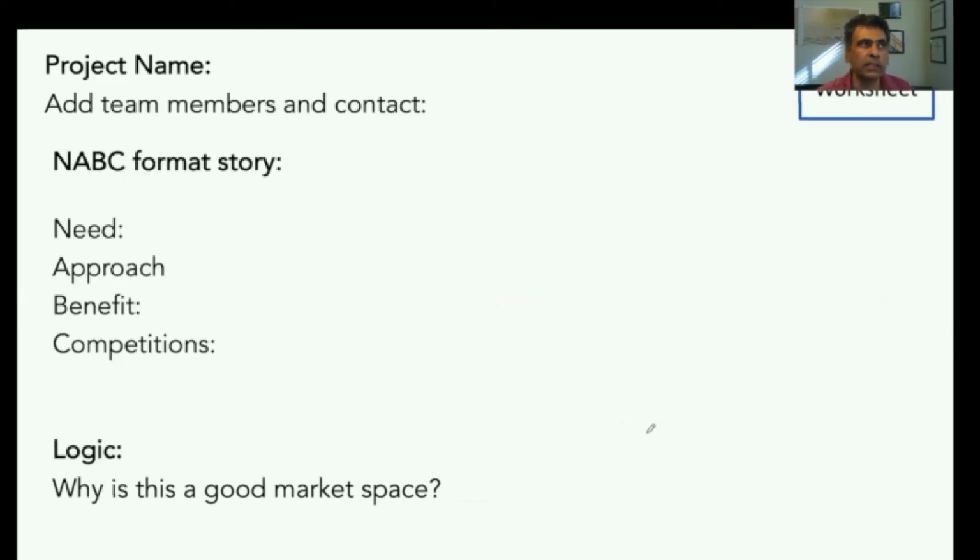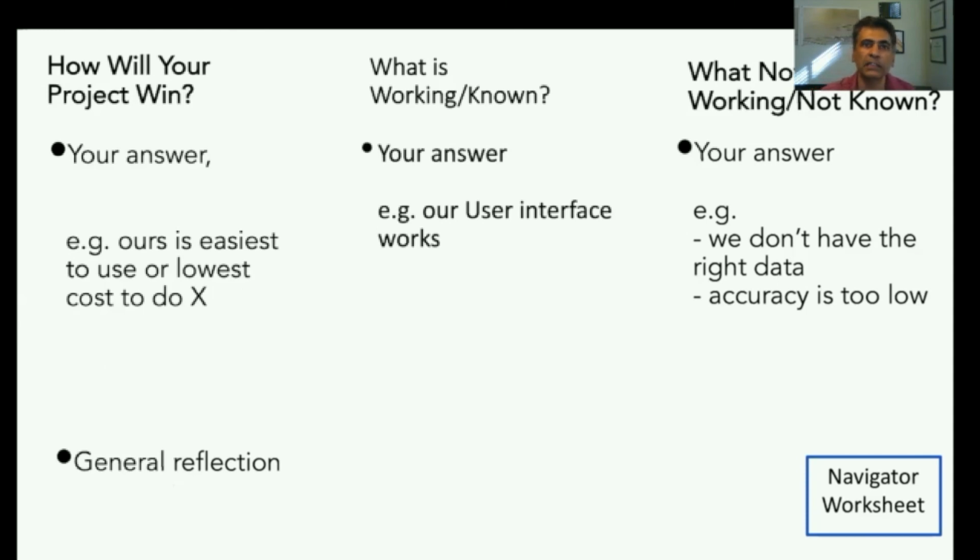Okay, so this is what we're going to ask you to do on the Innovation Navigator. We'll ask you what your project name is, and to list the team members. We'll ask you to write down the NABC factors: need, approach, benefit, competition, and so forth. And we'll ask you that same question: why is this a good space? Who else is doing what in that space, for example. And then there's a second thing that we'll ask you to do. We're only going to ask you to fill this page once in about a month. But this is used to track the progress of your project.